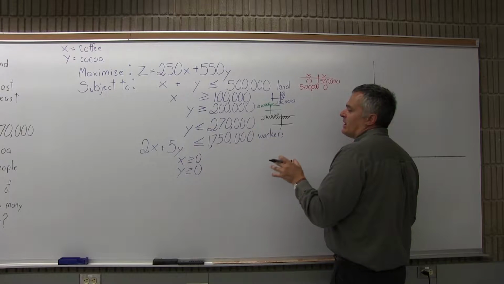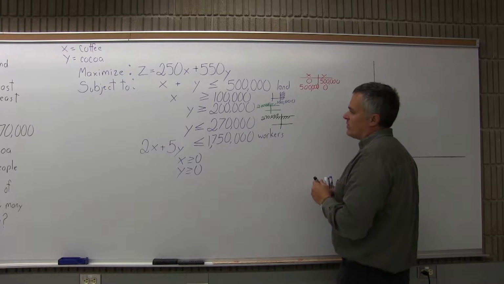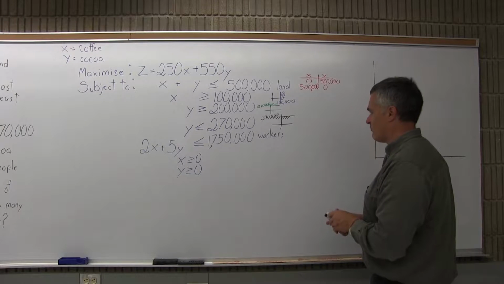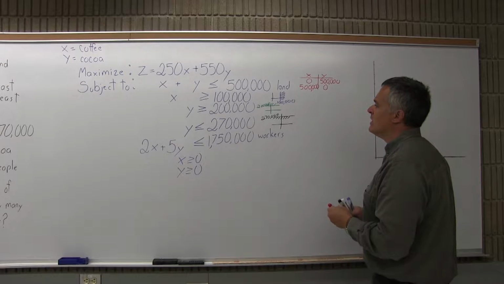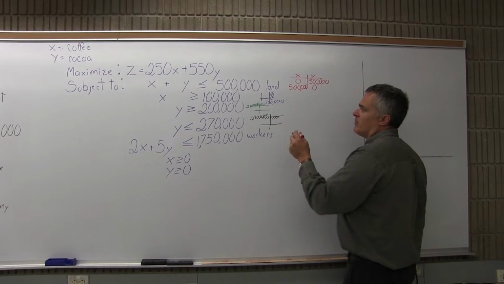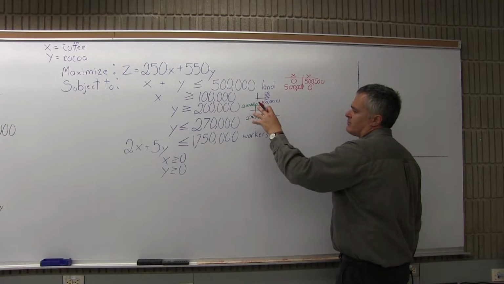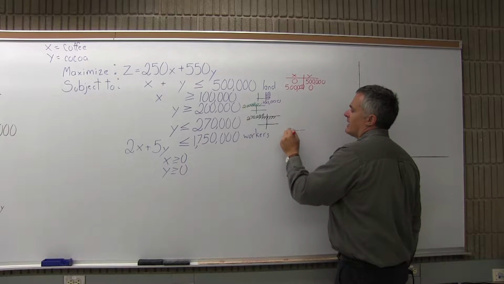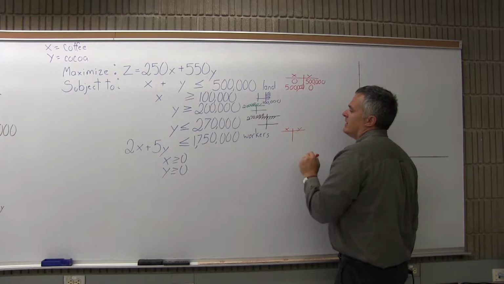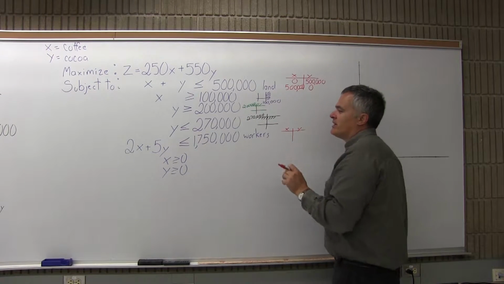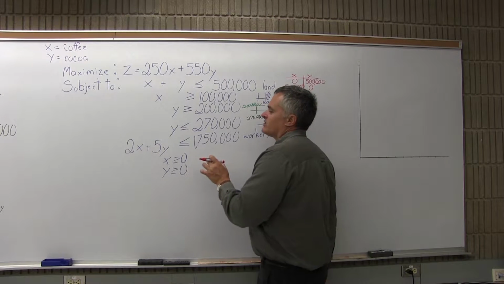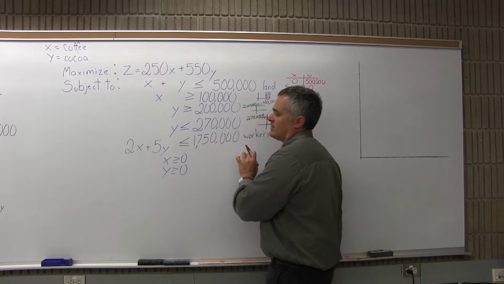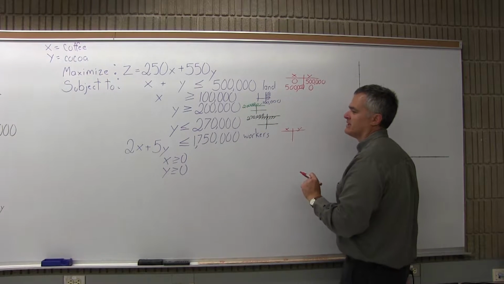And now the last one for the number of workers, 1,750,000 workers. I can go back to red for this one. So this one is going to require a little bit more work. The horizontal and vertical lines are pretty easy, but when you have both variables, I like to make my little x, y chart. And now I want to pretend that the constraint I'm working with is actually an equation, 2x plus 5y equals 1,750,000. Forget the less than for this.